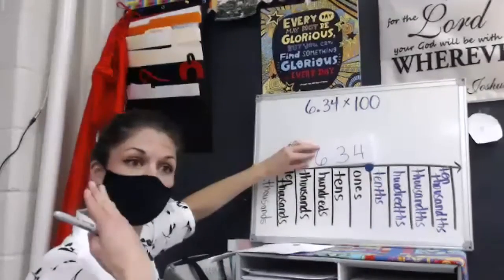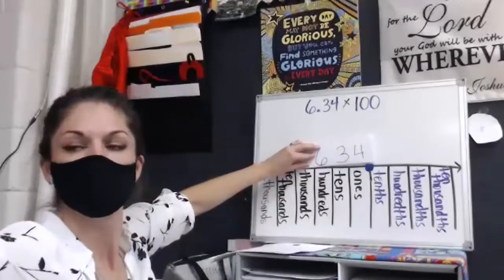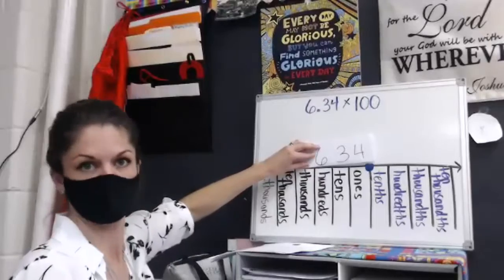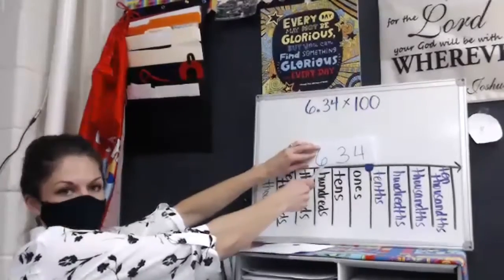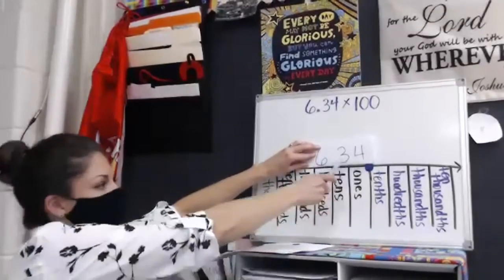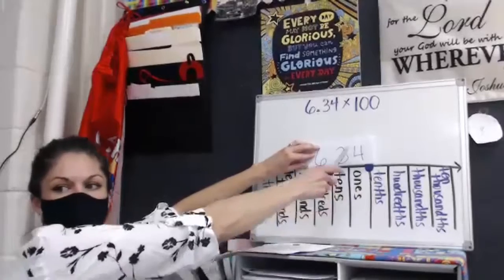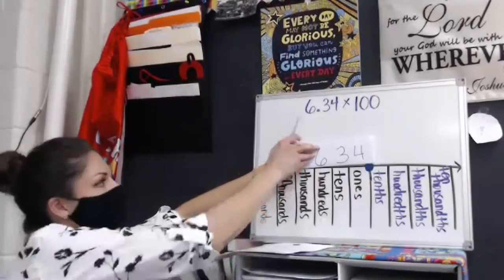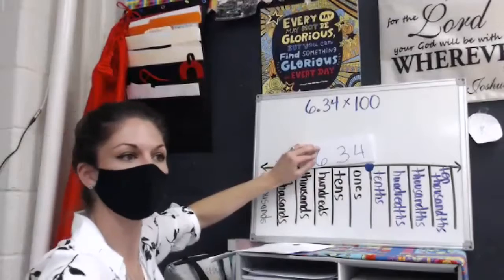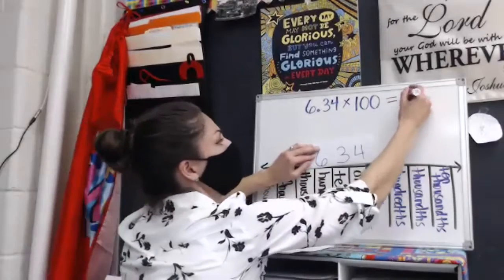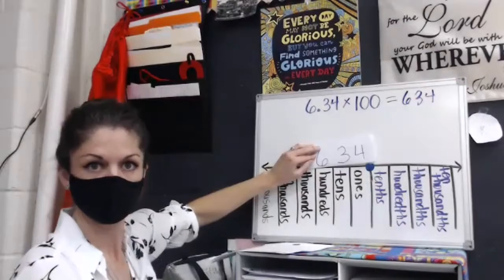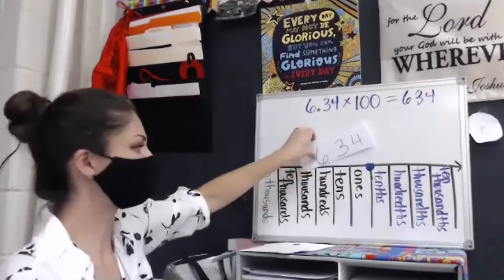The 6 moved over 2 place values. The 3 moved over 2 place values. The 4 moved over 2 place values. So where is the 6 sitting now? In the hundreds place. Where's the 3 sitting now? Tens place. Where's the 4? In the ones place, right? So I would say the answer for 6.34 times 100 is 634. Okay? Let's try another one.